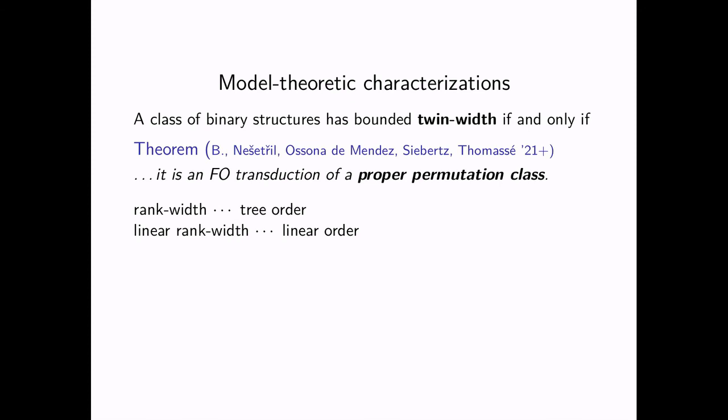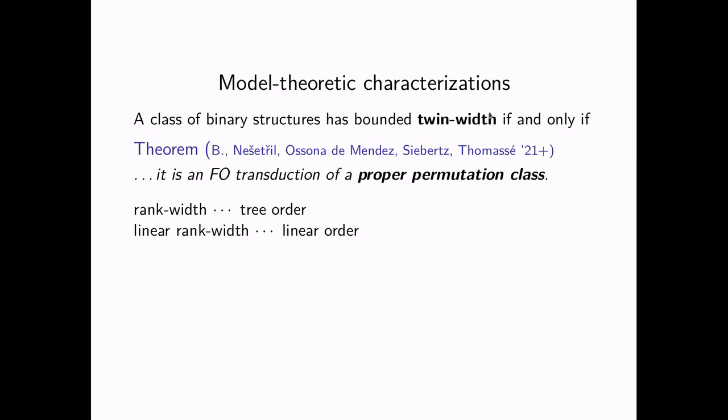A couple more things where twin-width can pop up. So if you look at what you can get by means of a transduction starting from a given class, well, we characterized bounded twin-width as FO transductions of a permutation class. So by default, it's assumed to be closed under subpermutations, that is proper, that is missing one pattern, one permutation. So bounded twin-width is equivalent to being an FO transduction of a proper permutation class.